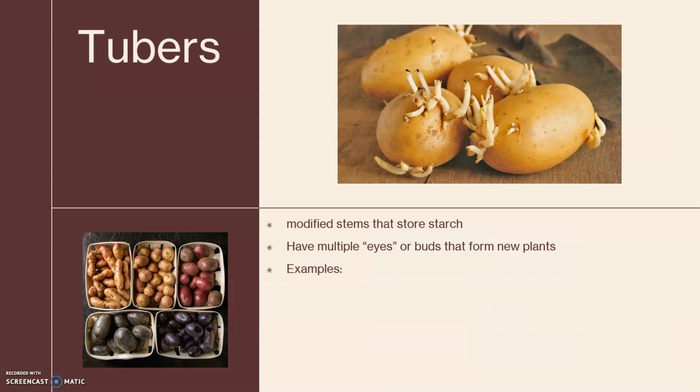Tubers are modified stems that store starch. They have multiple eyes or buds that form new plants. Some tuberous plants do not flower. Examples of tubers are potatoes, jicama, Jerusalem artichoke, and splitting dahlias. They should not be confused with tuberous roots.